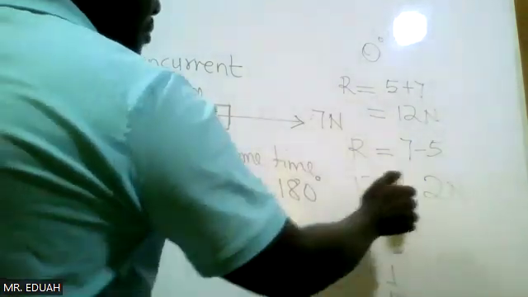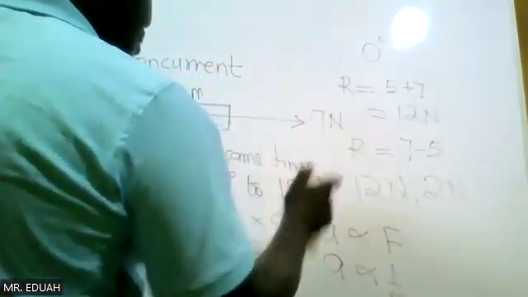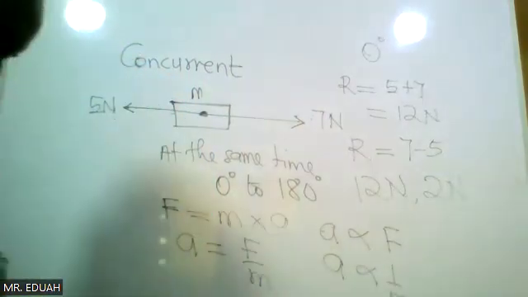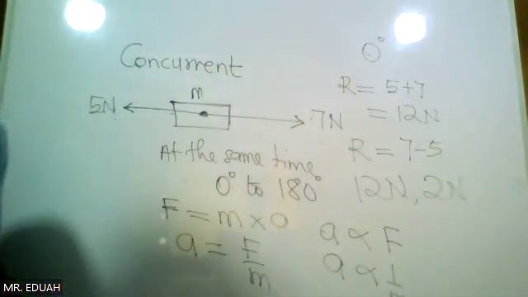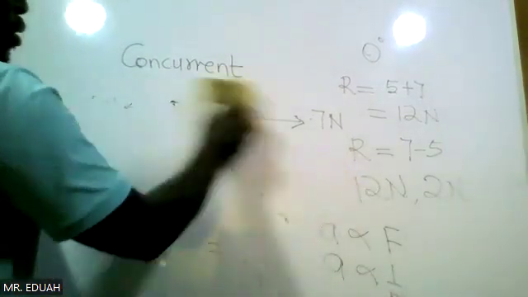When 2 quantities are directly proportional, that means they affect each other. When one increases, the other one will increase. When one decreases, the other one will decrease. Exactly. So a typical example is acceleration and force.